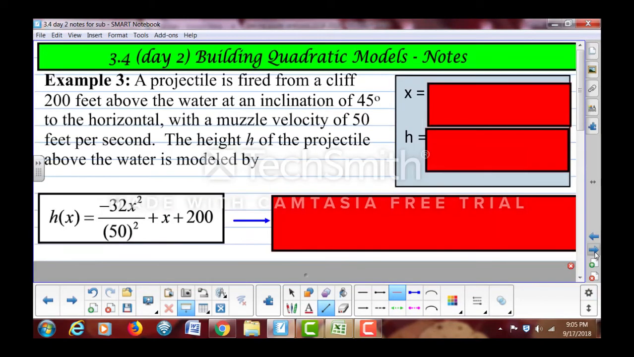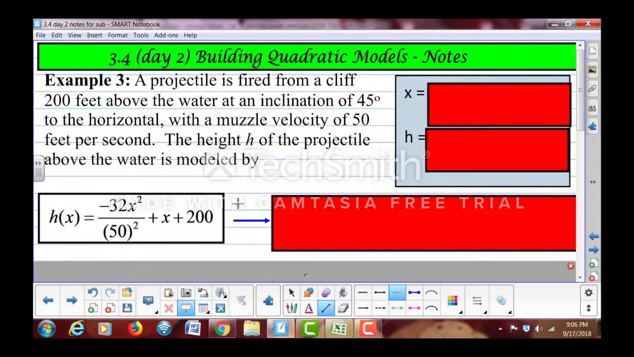And so we're on page 8 of the notes, and the first problem we're going to do is this problem about a projectile being fired from a cliff. A projectile is fired from a cliff 200 feet above the water at an inclination of 45 degrees to the horizontal with a muzzle velocity of 50 feet per second. There's a lot of information there. You don't need to worry about it too much because they give you the equation already that models it.